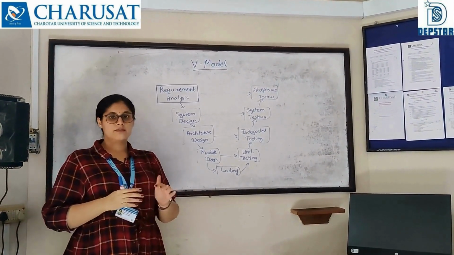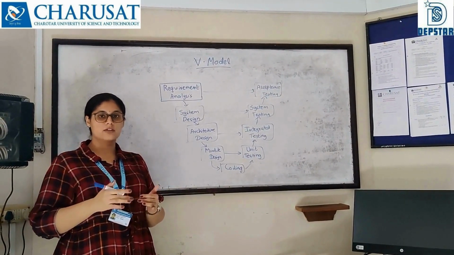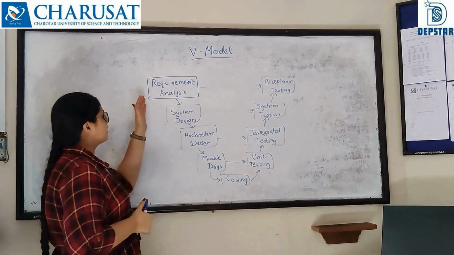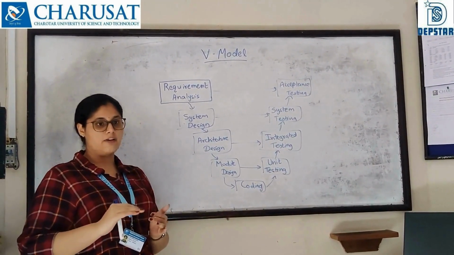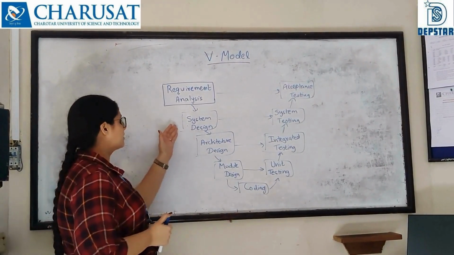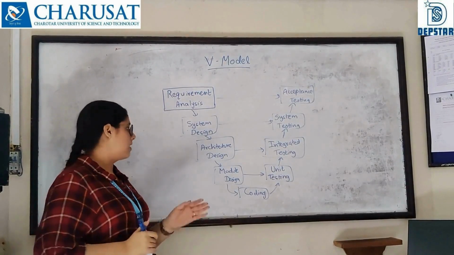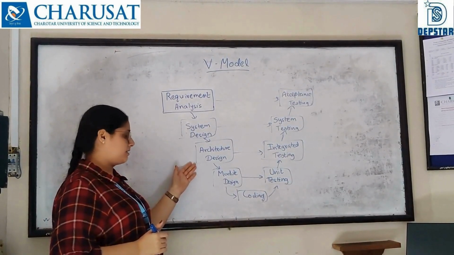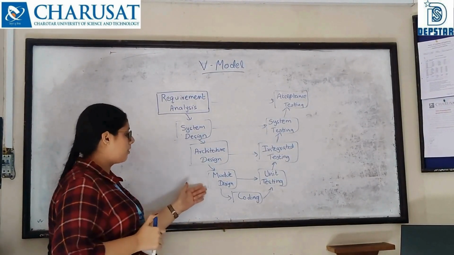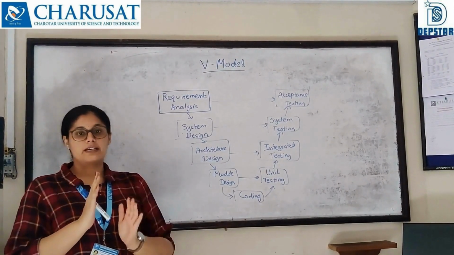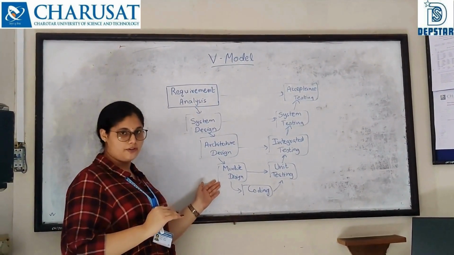Let us try to understand with an example. Suppose we have to construct a building. In requirement analysis, we will gather and analyze the requirements of the residents. Then we will create a system design, that is the external structure of the building. Then architecture design, that is designing the internal structure of the building. And module design, that is the building would be divided into different rooms or floors, so individual design of each module.